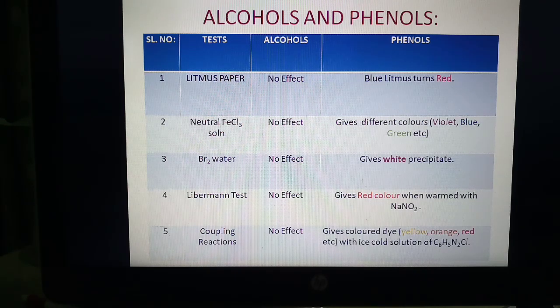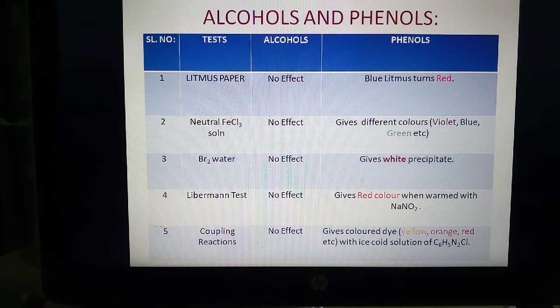Our third point to illustrate is about bromine water. Students, you know bromine water is red in color. With alcohols, it will remain no effect. But with phenols, it gives a white precipitate. So this is one more indication by which you can understand the difference between alcohols and phenol.